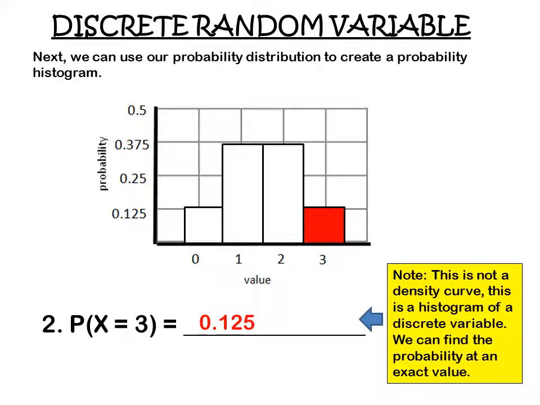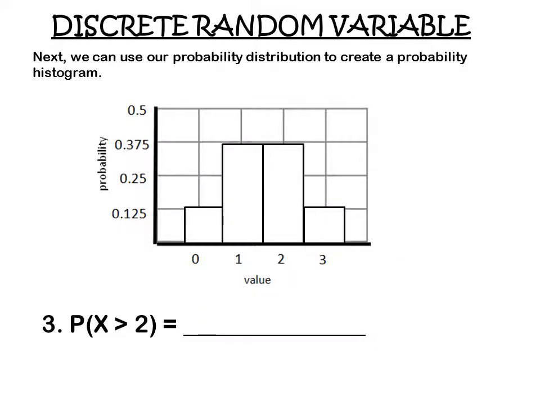Since this is not a density curve, we did not make an idealized curve to fit our data. This is a histogram of discrete variables. We can find the probability at an exact value. The probability of being greater than 2 is only one possibility, which would be getting 3 heads, 0.125.